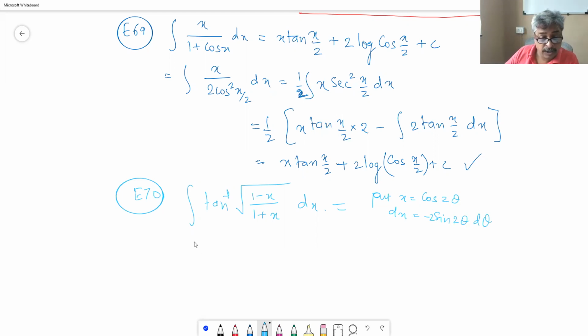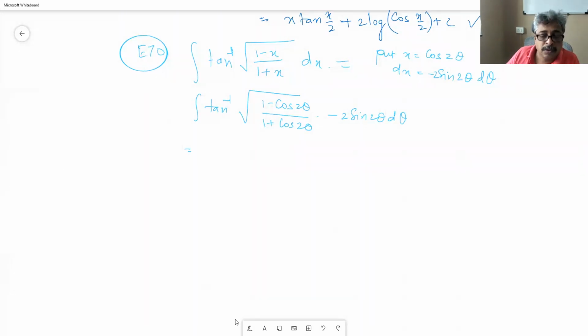So, what is this? Integral tan inverse radical (1 minus cos 2 theta upon 1 plus cos 2 theta) into minus 2 sin 2 theta d theta is equal to. This is tan theta, so integral tan inverse tan theta, tan inverse of tan. Presently, I think we should assume it to be theta, d theta.